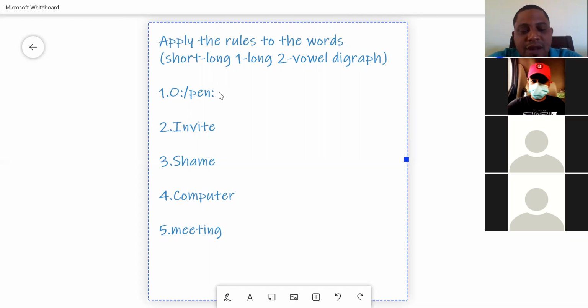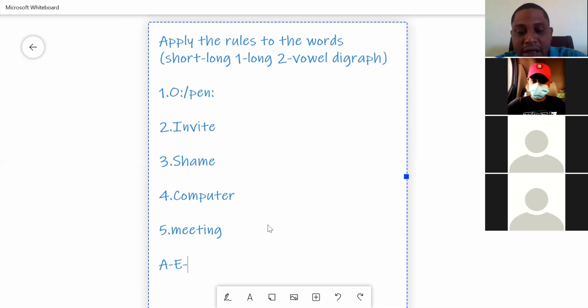Are you sure? Remember that we apply the short vowel rule only if the vowel is at the beginning of the word or syllable. But here we have two syllables, right? So we apply the rules separately. Here we cannot say that O has the short vowel rule because O is alone. When the vowel is alone, it's the long rule. O is the long one, right?